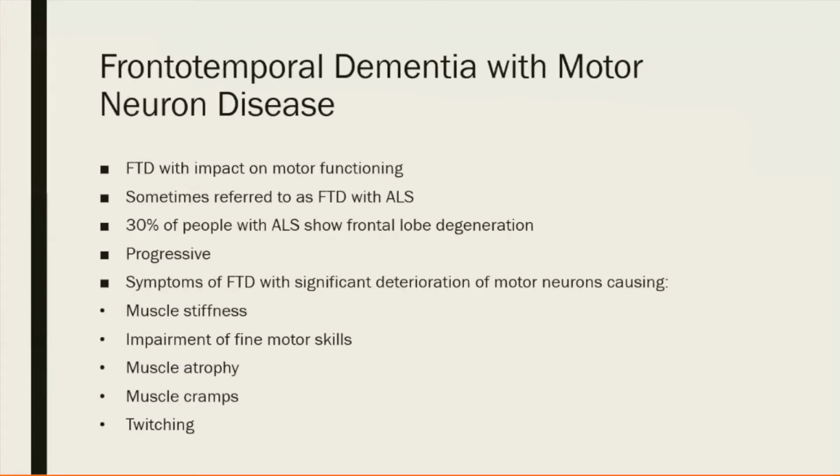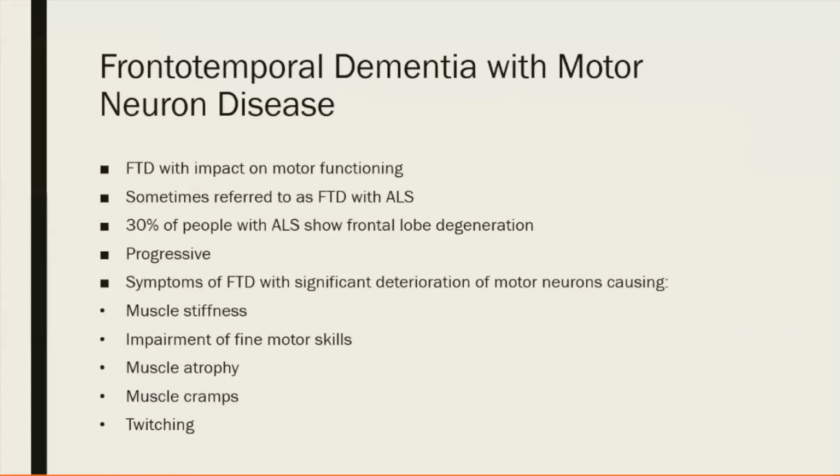So we have our FTD with motor neuron disease. You'll see this written out sometimes as FTD/MND, right? So this is an FTD with a higher impact on motor functioning, sometimes referred to as FTD with ALS, ALS being our Lou Gehrig's disease, right? So 30% of people with ALS show frontal lobe degeneration, kind of interesting. So it's a pretty high incidence rate for people that have ALS.